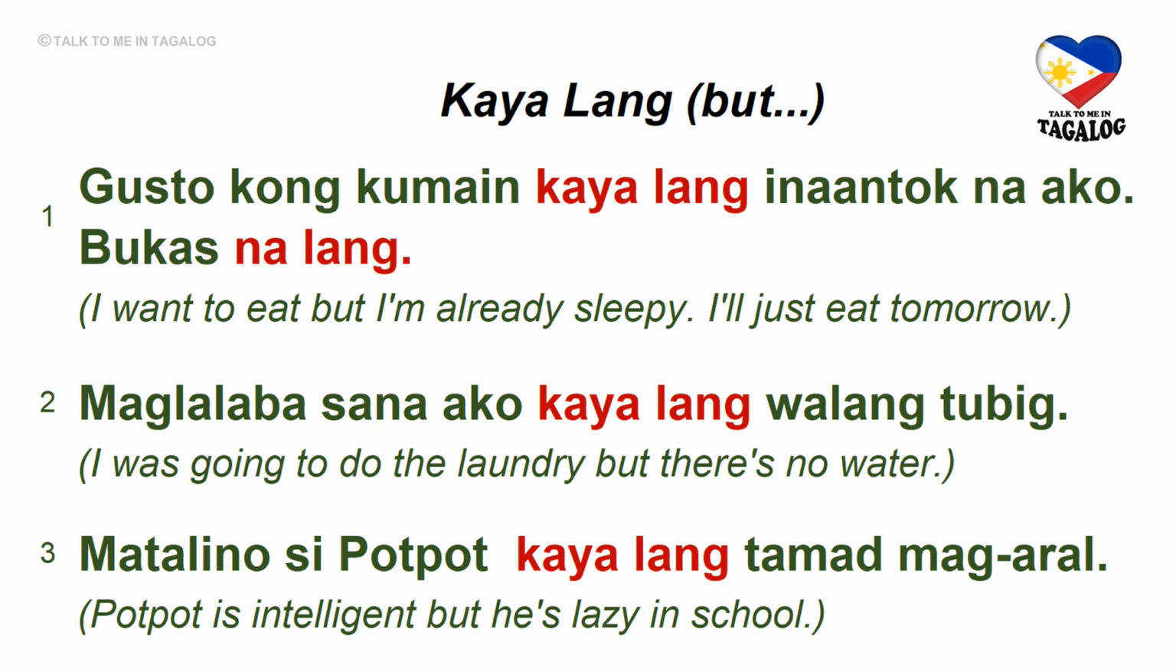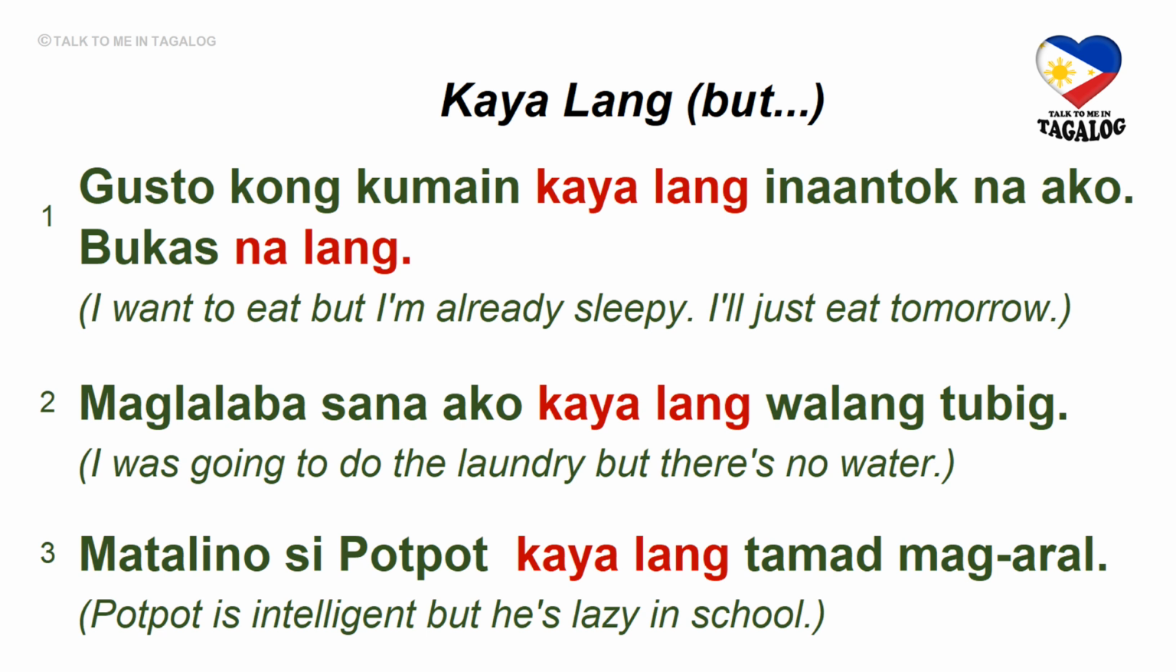2. Maglalaba sana ako kaya lang walang tubig. Maglalaba is to do the laundry. Sana is I wish or I hope. Wala is none and tubig is water. Maglalaba sana ako kaya lang walang tubig. I was going to do the laundry but there's no water.